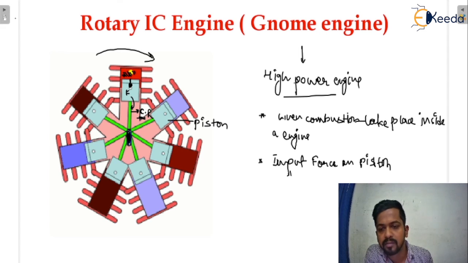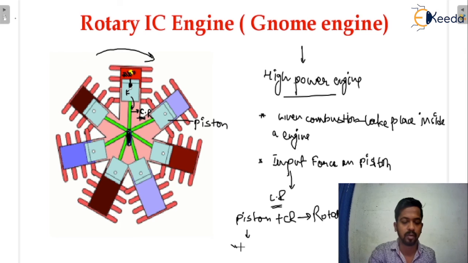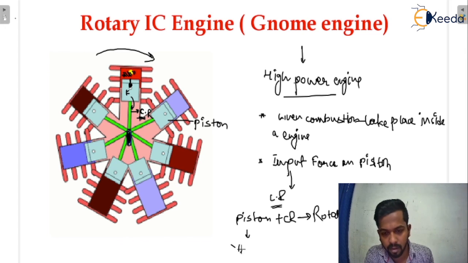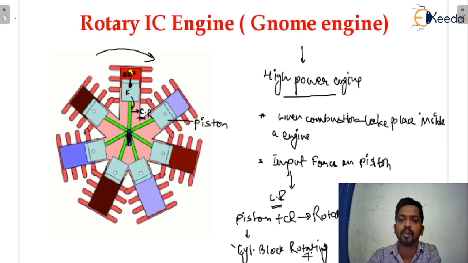And this force is transmitted to the connecting rod, and the piston and connecting rod both will start rotating. So I can say that as the output, the engine cylinder block is rotating. So this is basically the concept of the Gnome engine.